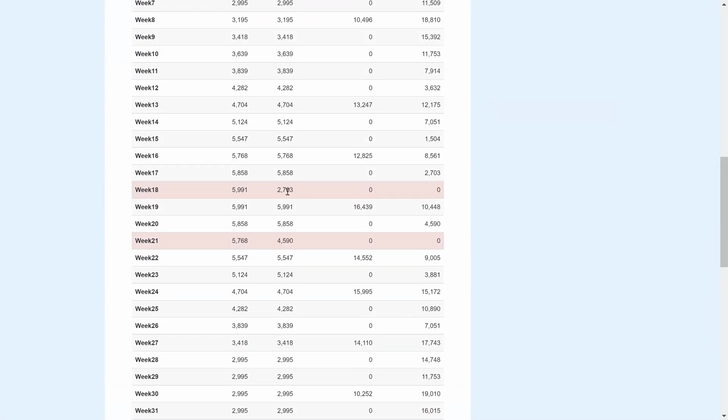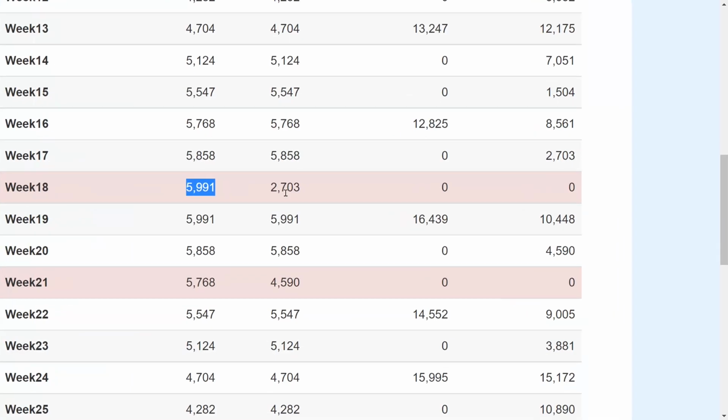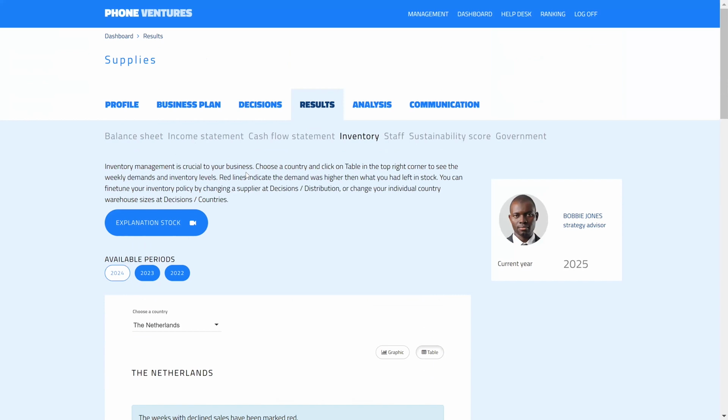We see in red when there was more demand, more people that wanted to buy my phone, than I actually had phones in my warehouse. So we see that in week 17, this team only had a little under 3,000 left at the end of the week. The next week, 6,000 people wanted to buy their phones, so they could only sell the amount they had left until the new inventory arrived. So take a look at your inventory results at the end of the round, because perhaps you're not turning a profit just because you didn't purchase enough inventory.